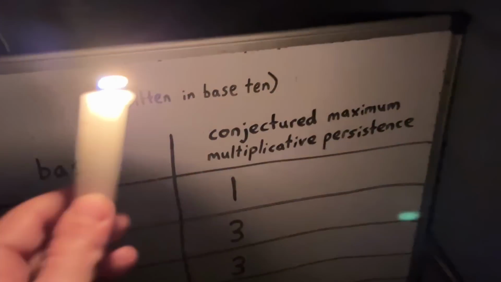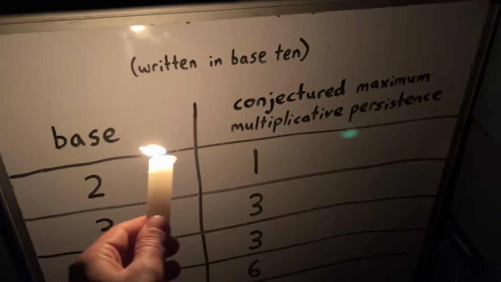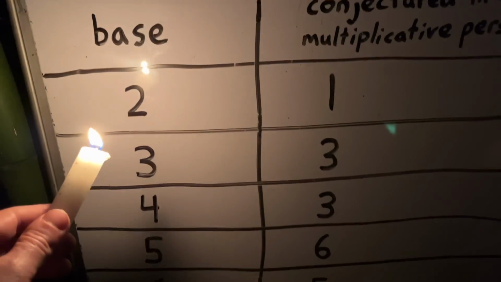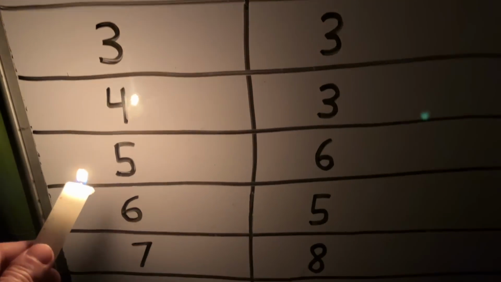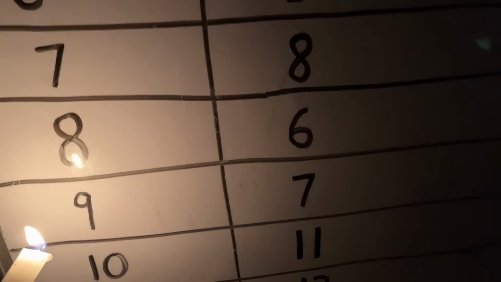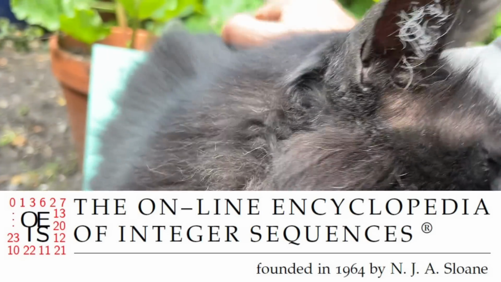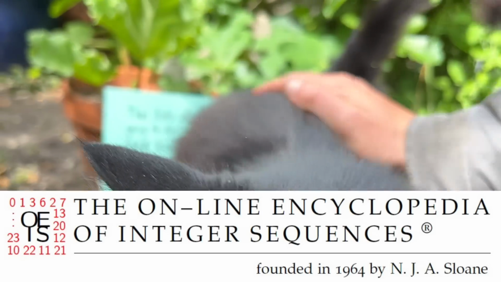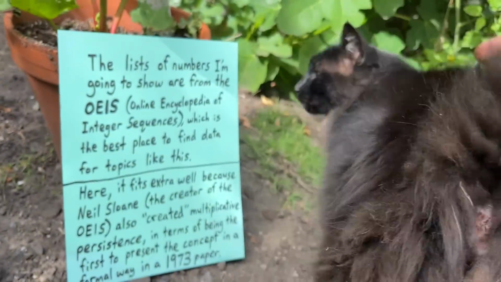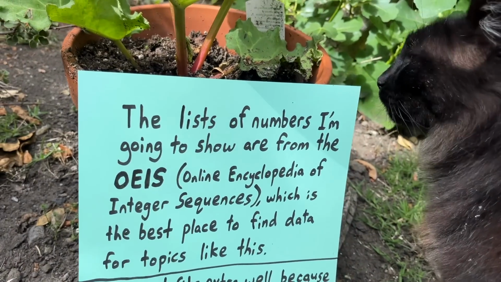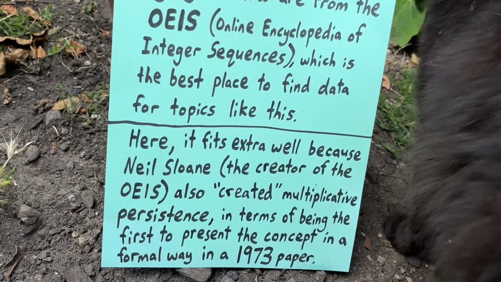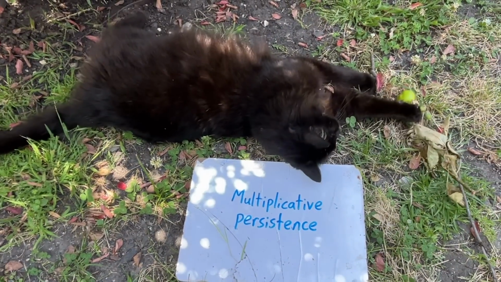Like if we made a list that counts how many terms are in each of these different tables, we would get the sequence of conjectured maximums in different bases, which I showed the beginning of earlier, and now let's look a little further at that sequence. The data I'm going to show here is from the OEIS, the Online Encyclopedia of Integer Sequences, which is the best resource to find this type of sequence, and here it fits extra well because the creator of the OEIS, Neil Sloane, was also the first mathematician to write about and formally study multiplicative persistence.